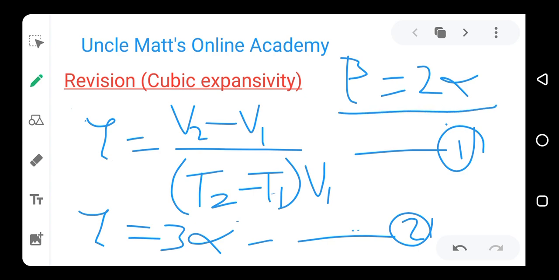Now from this you calculate the linear expansivity and use it in this equation, which is the relationship between the cubic expansivity and the linear expansivity, and now you'll be able to get your cubic expansivity. So they can twist a question in any way. You just have to use common sense.